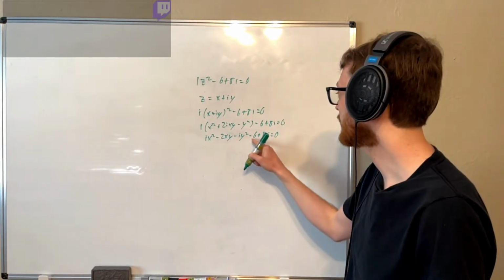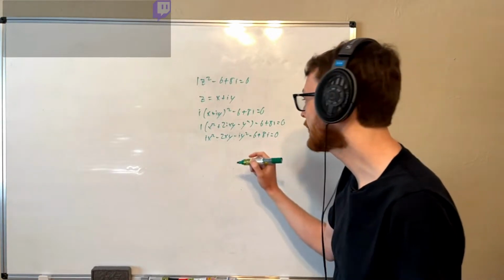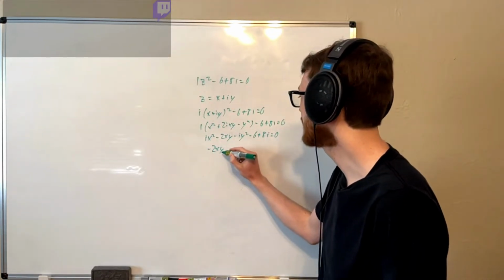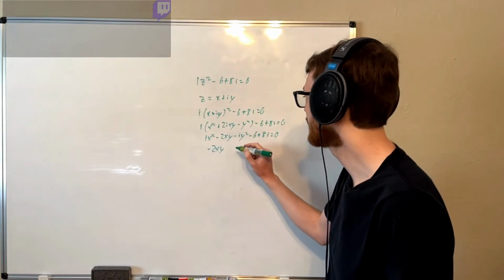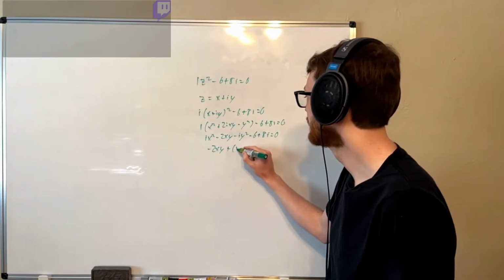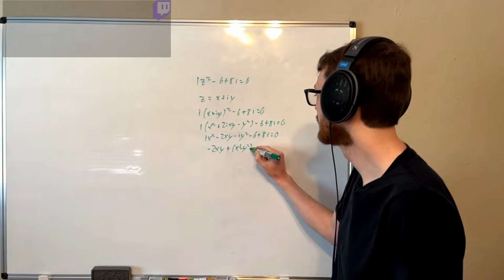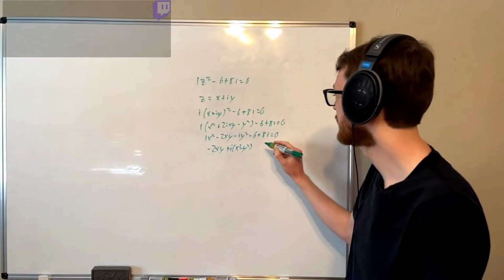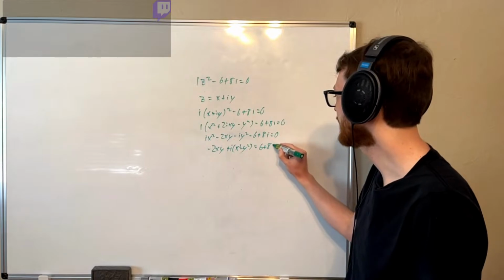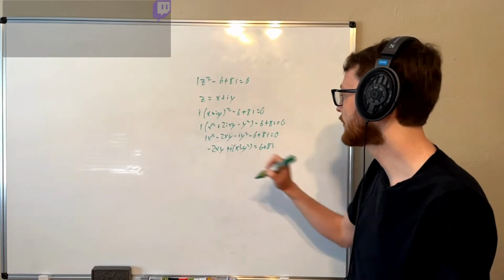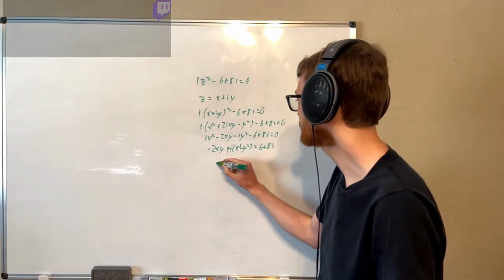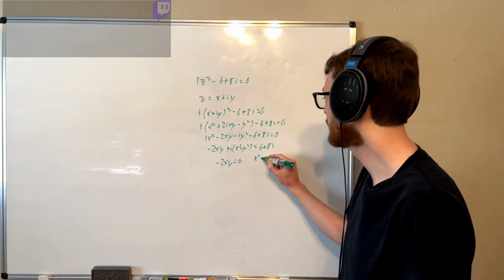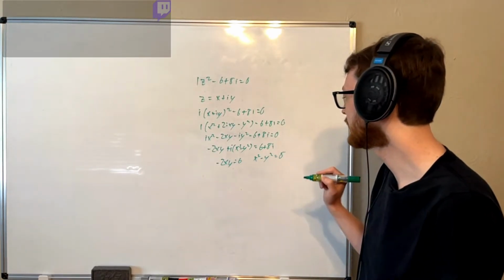So let's get the not xy's onto their own side. The real part over here is minus 2xy. The imaginary part, if we factor out the i, equals 6 plus 8i. Now equate the real to the real, the imaginary to the imaginary. Minus 2xy equals 6, and x squared minus y squared equals 8.